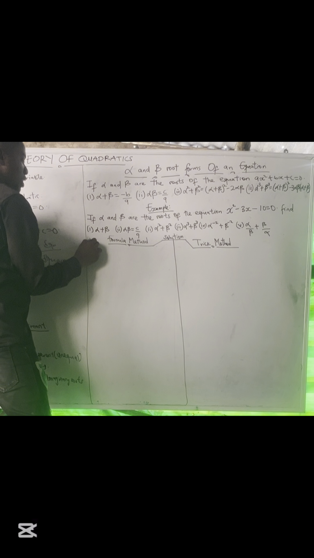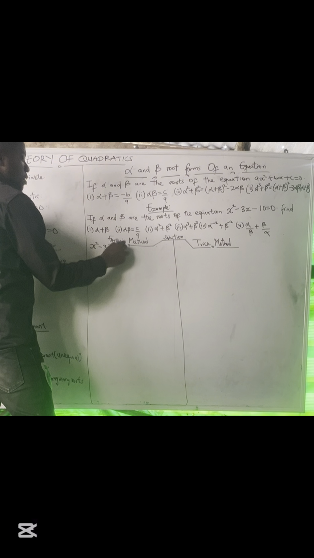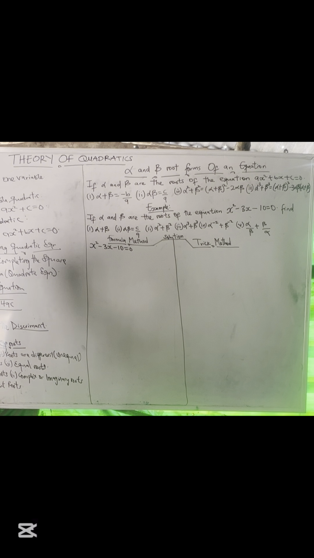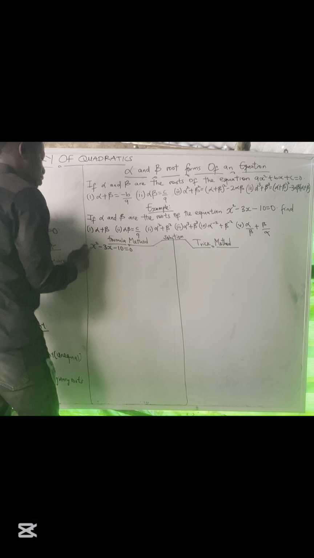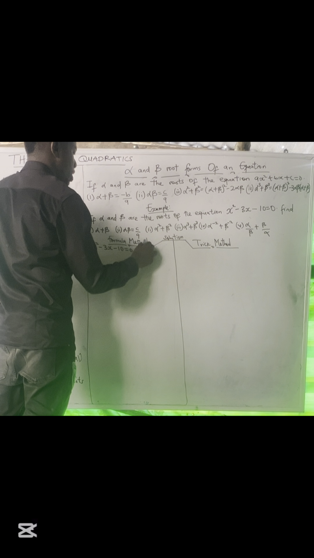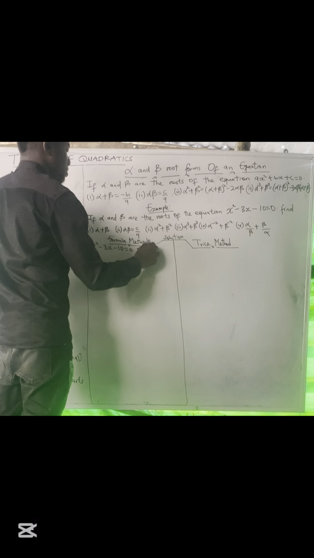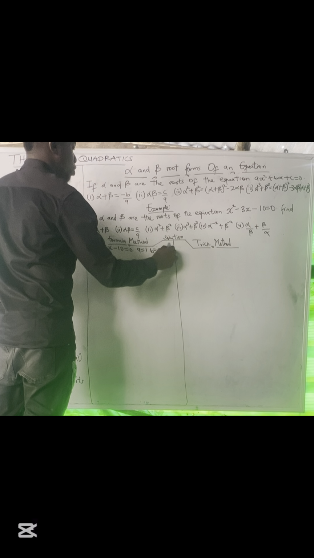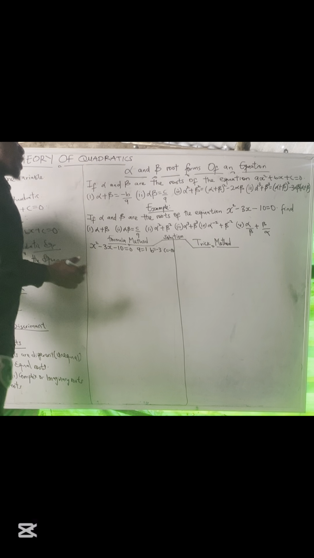Write out the equation in the question, that is x squared minus 3x minus 10 is equal to 0. So in this equation, identify a, b, and c. A is the coefficient of x squared, a is equal to 1. B is the coefficient of x, b is equal to minus 3. And c is the constant number, c is equal to minus 10. So identify a, b, and c.